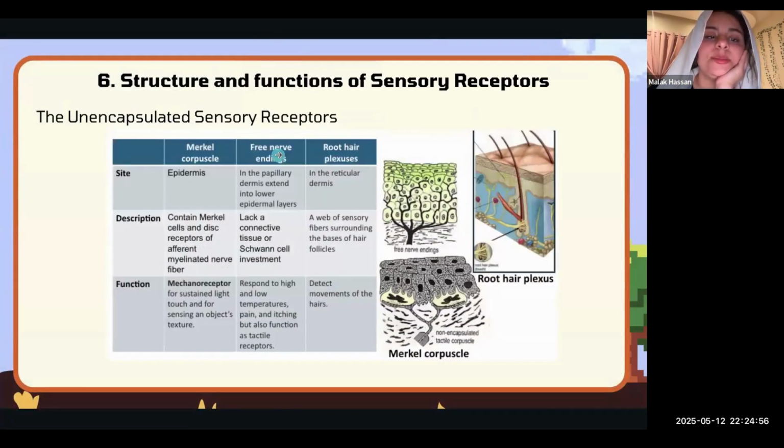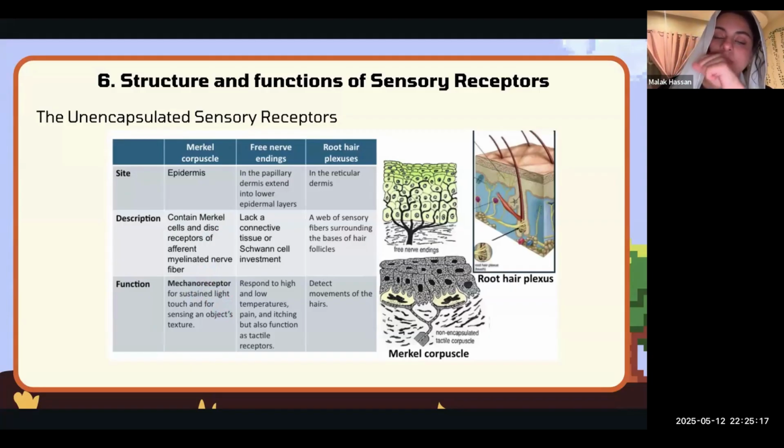Now let's talk about the unencapsulated ones real quick. The Merkel corpuscle is found in the epidermis, and it contains the Merkel cells and the disc receptors of an afferent myelinated nerve fiber. And what it does is that it's a mechanoreceptor for light touch.